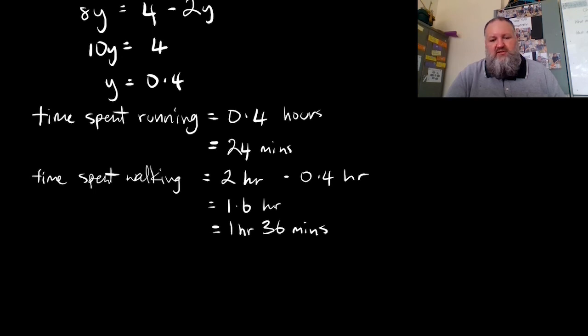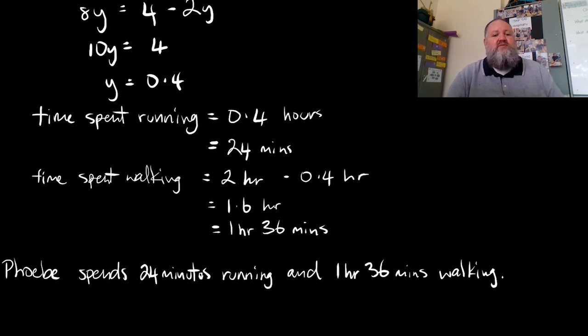Because it's a worded problem, it's important to write your answer as a worded solution. So you would say, Phoebe spends 24 minutes running and 1 hour and 36 minutes walking. We were asked a question with words, so we need to answer with words. Of course, I'm not going to go through the checking, but you should check that this works for your calculations so that you know that you're right.